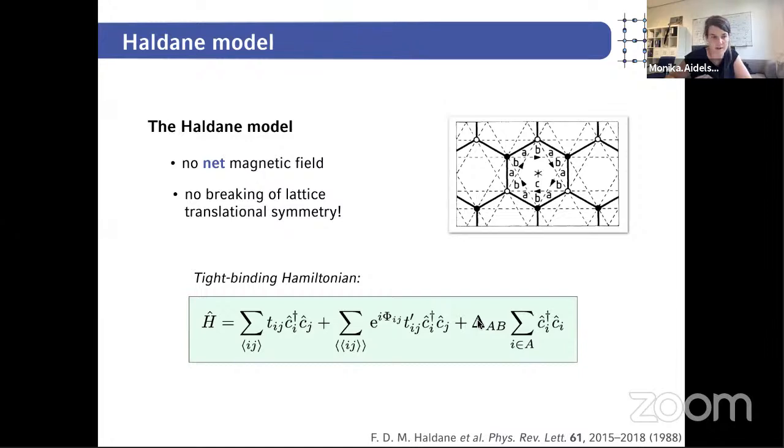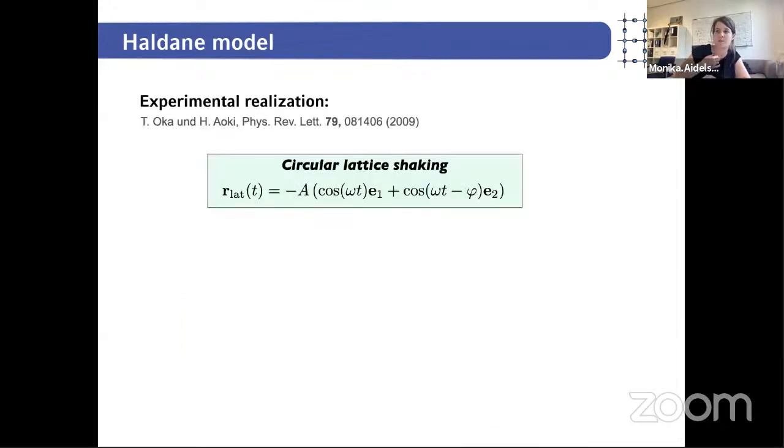Now, the hexagonal lattice in its original form is time reversal symmetric and inversion symmetric. And actually the Dirac points where the two bands touch are protected by these two symmetries. So if we open up a gap, we need to break either inversion or time reversal symmetry. And one way to break time reversal symmetry is by applying circular shaking.